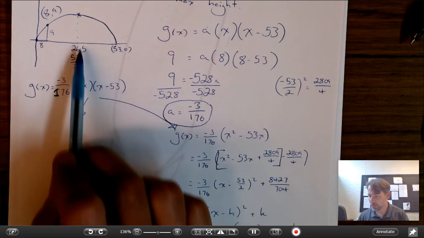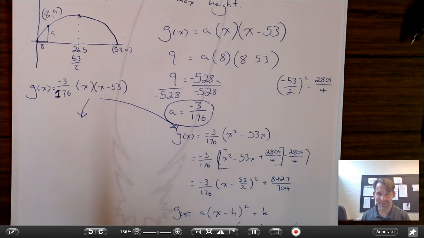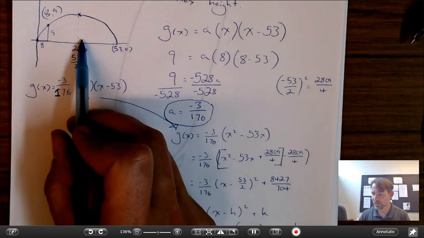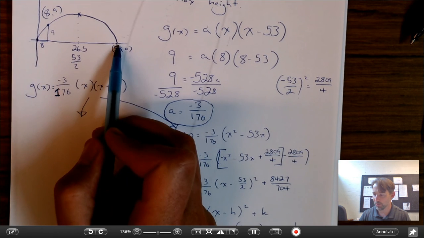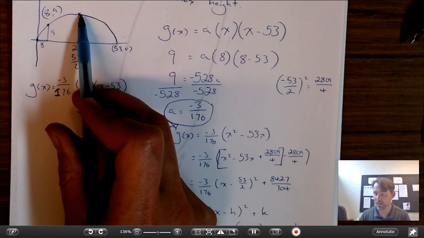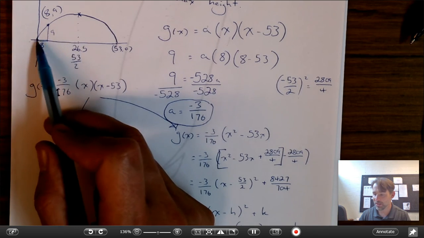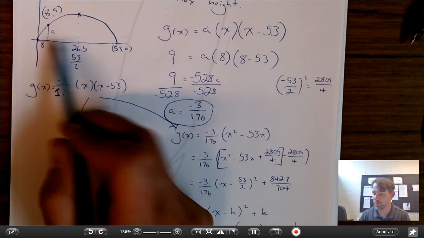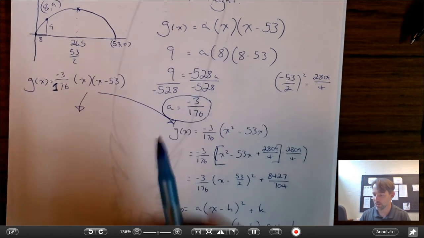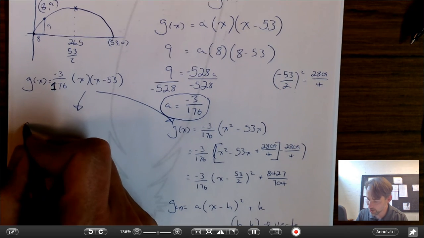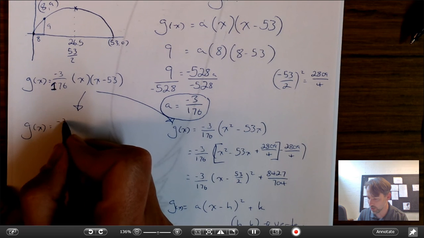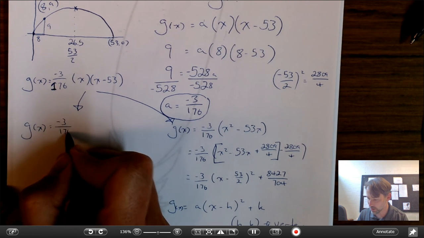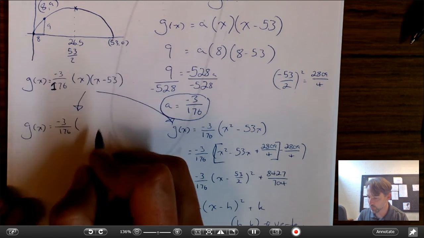Now, if we were using this method to find the maximum height, you'll see it's a little bit simpler. So I know this is 26.5. That's the average of 53 and 0. And because the parabola is symmetrical, the vertex is going to be right on that axis of symmetry. The axis of symmetry will be located directly between these two. So I take the average, and that's 26.5. And so I'm going to take my g of x function that's written in factored form still. There's no need to change it. Negative 3 over 176 multiplied by, and then just input your x.